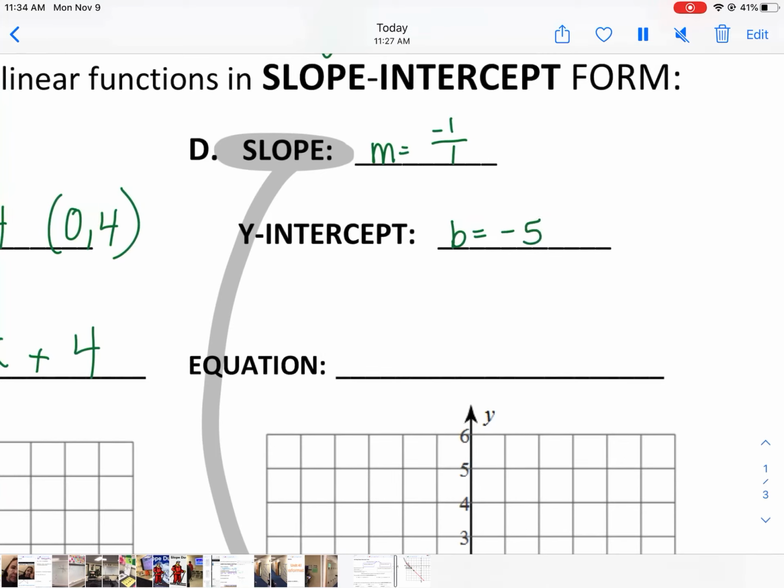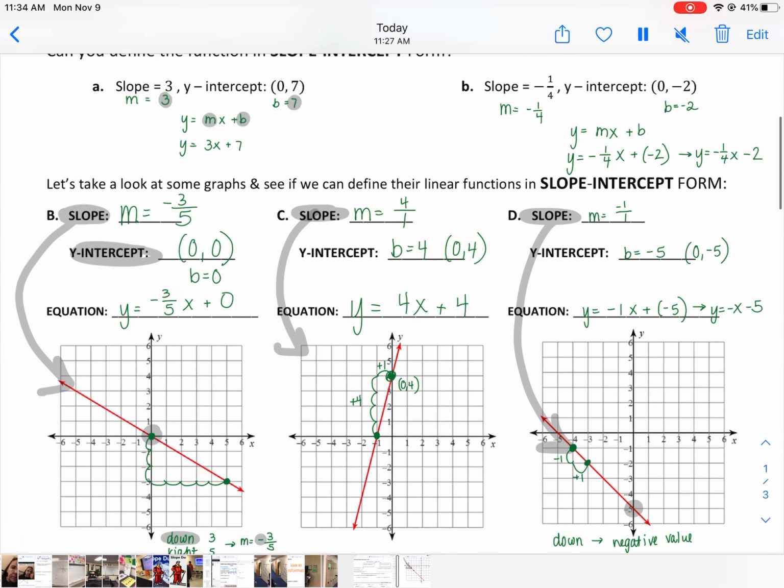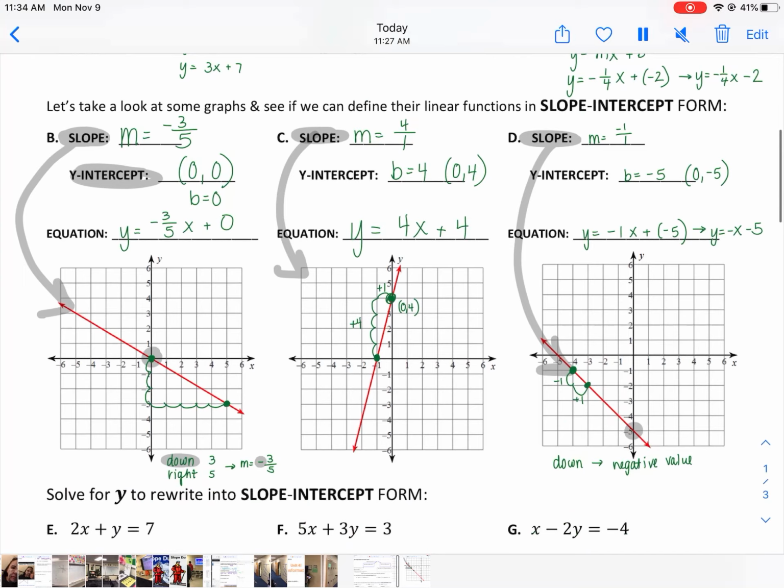So b is equal to -5. We write that as a point at (0, -5). Final equation, y equals -1x plus -5. Let's write this a little more properly, a little more neat and tidy. y equals -x minus 5.